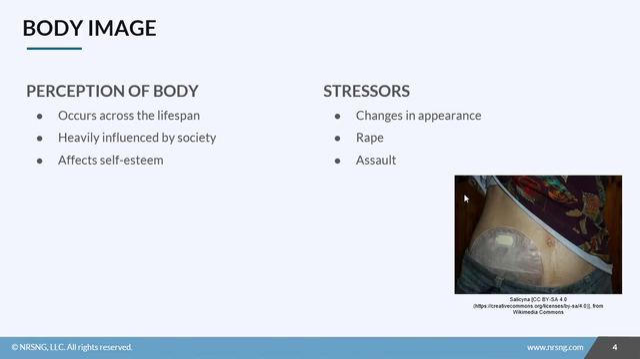Body image is a cornerstone of self-concept, and you'll hear about body image concepts throughout. Anytime you're dealing with psych stuff, or self-concept based stuff, or things that contribute to how a patient sees himself or herself, it's based on really 2 things: how we see ourselves aesthetically, or how we feel that others see us aesthetically. This one is heavily influenced by society, and it changes throughout the lifespan.